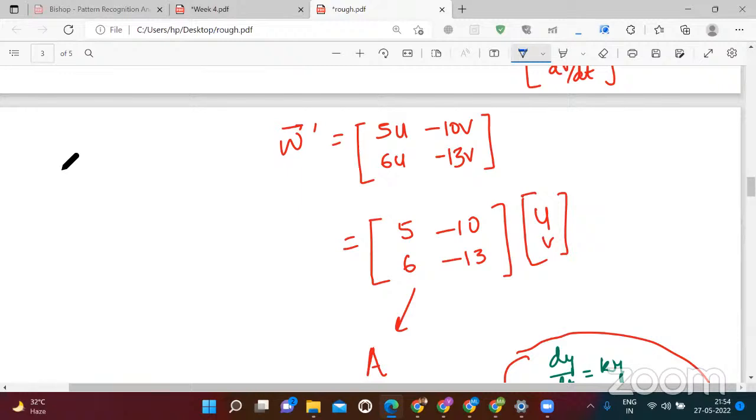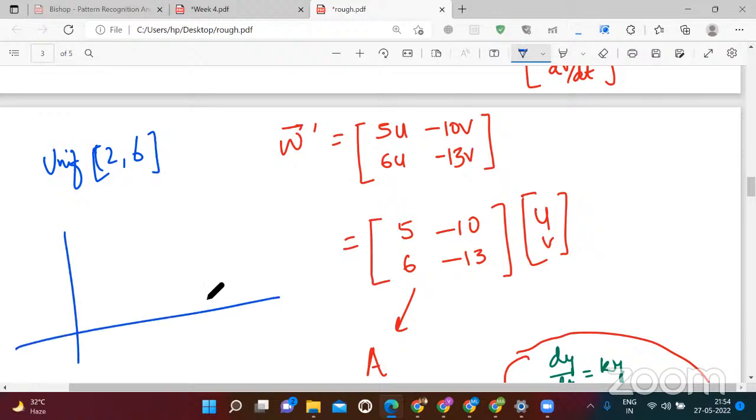So this is the uniform from 2 to 6, and 2 to 6 is included, right? So this is a constant, and the value would be 1 upon b minus a. b is 6 and a is 2, so b minus a is 4, giving 1 upon 4.